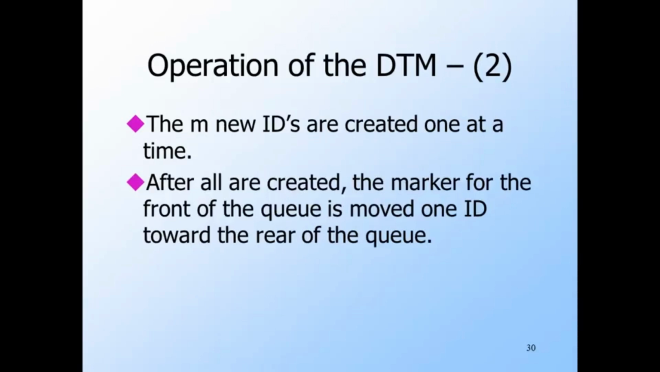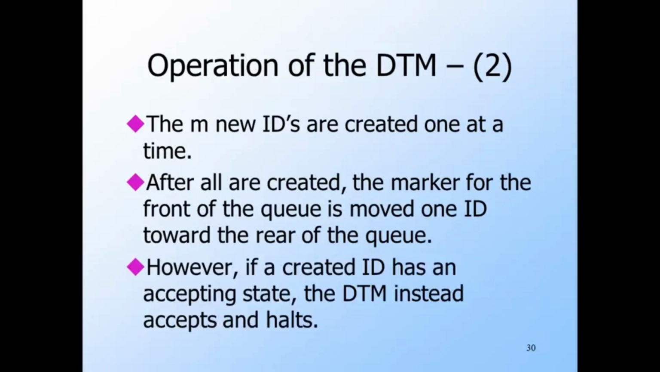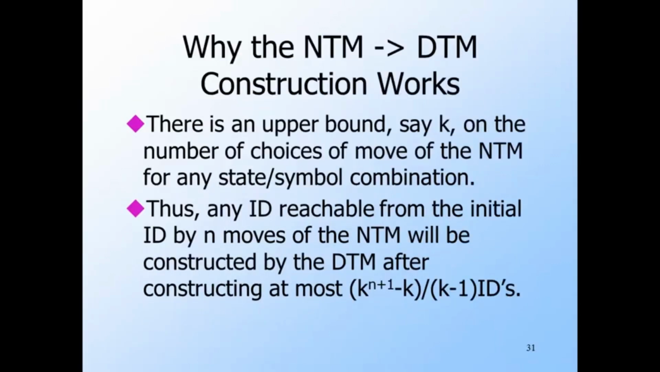After creating all m, it finds the x marker and moves it to the pound sign to the right, thus moving to the next ID in the queue. However, as an exception, if the deterministic machine ever creates a new ID with an accepting state, then it accepts and halts its operation. I described the workings of the deterministic machine fairly informally, but I hope you are convinced that the deterministic machine really could be programmed to do what I suggested. That is, you could write down a delta transition function that did all the things I talked about.